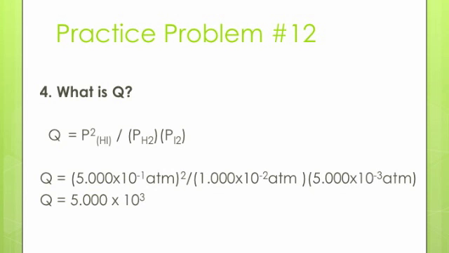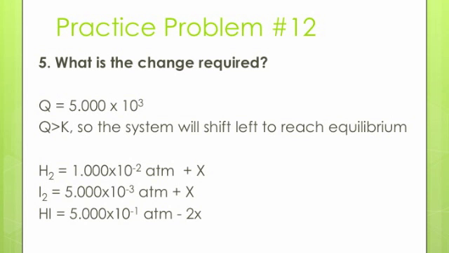Step 4. What is Q? Q is equal to the pressure of HI squared divided by the pressure of hydrogen gas and the pressure of iodine gas multiplied together. When we take the given pressures for these species, Q will equal 5 times 10 to the third. Step 5. What is the change required? If Q is 5 times 10 to the third, then Q is greater than K, and the system will need to shift left to reach equilibrium.